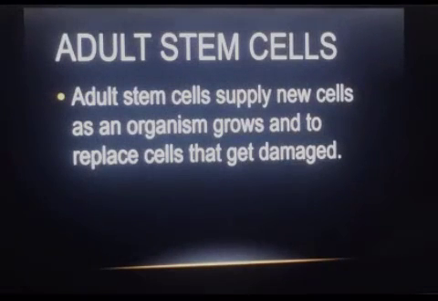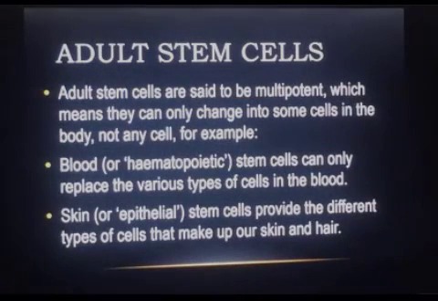Adult stem cells supply new cells as an organism grows and replace cells that get damaged. Adult stem cells are those cells that, when the organs start development and increase in size, are responsible for the increased growth of the organ. And when the organ becomes damaged, they repair the damaged area. Adult stem cells are said to be multipotential, which means they can only change into some cells in the body, not any cell.